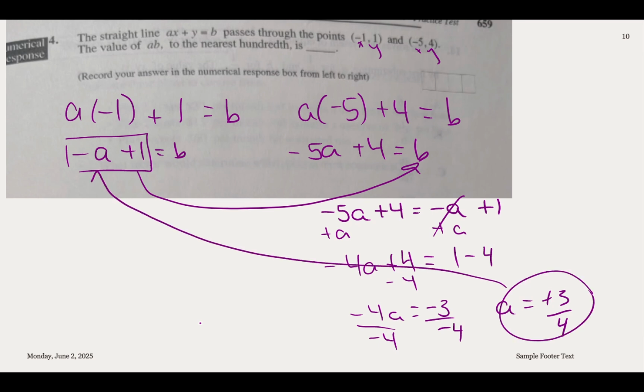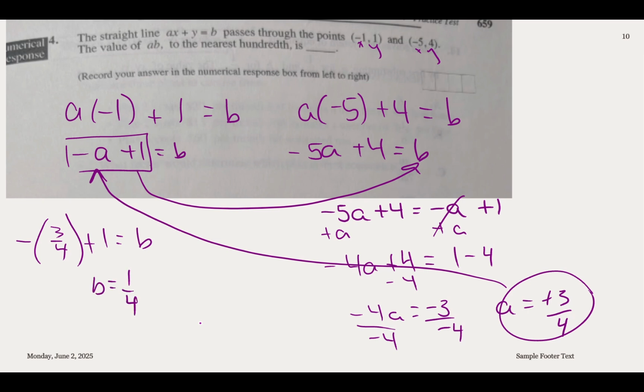I'm going to go back to the first and plug that in. So negative 3 over 4 plus 1 equals b. So I can plug that into our calculator. So -3 divided by 4, and we want to add 1. And that equals 1 over 4. So b equals 1 over 4, or 0.25.